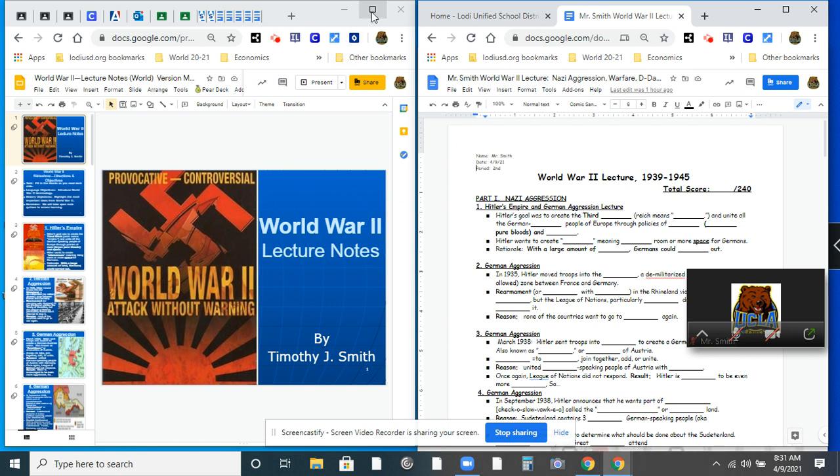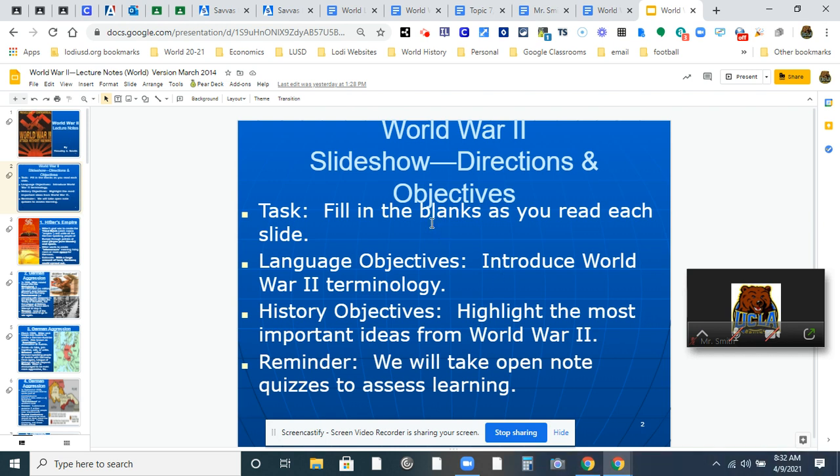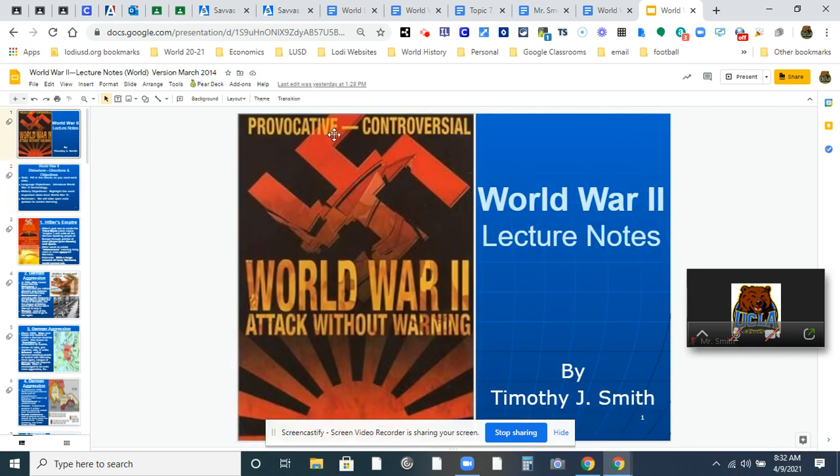Okay, so let's take a look at this first one. Provocative, controversial World War II: attack without warning, World War II lecture notes. Your task: let's look at the visuals. This is the Nazi swastika. This is the Japanese symbol, the land of the rising sun. It's their flag.